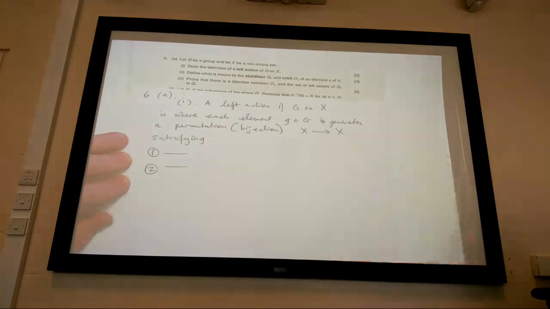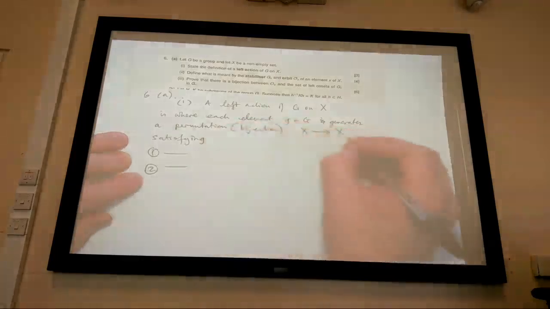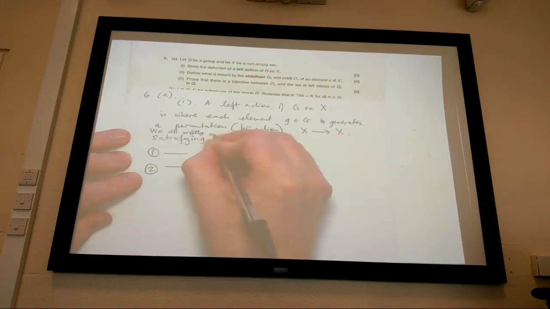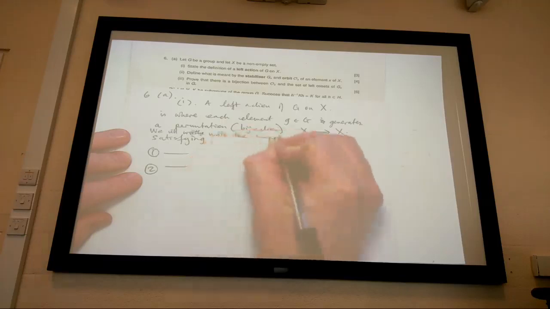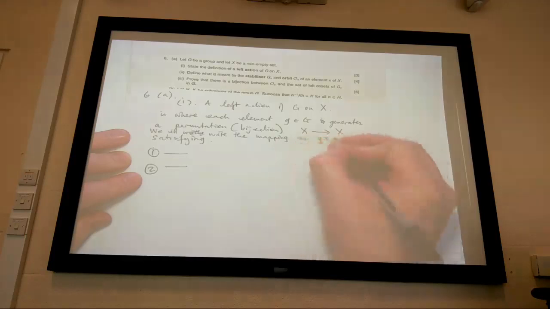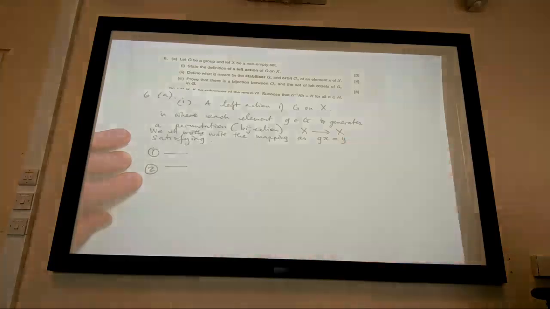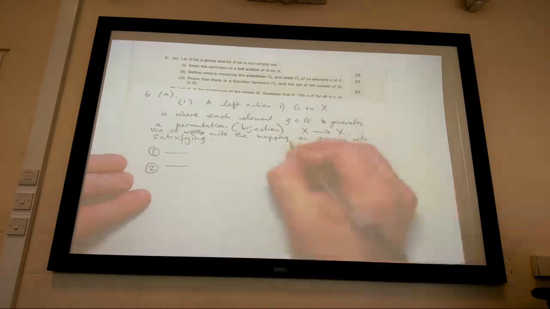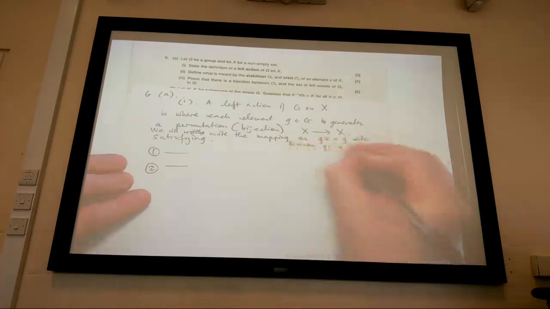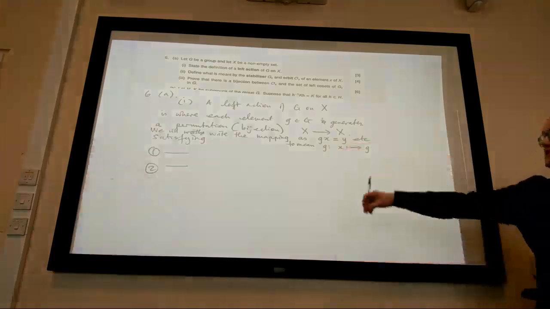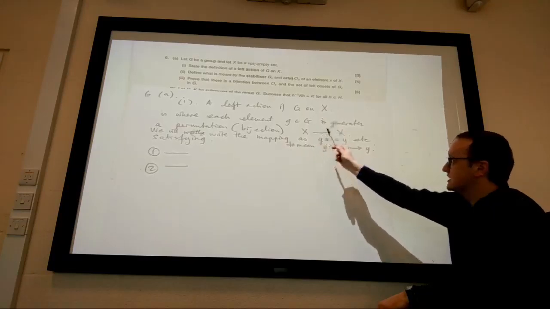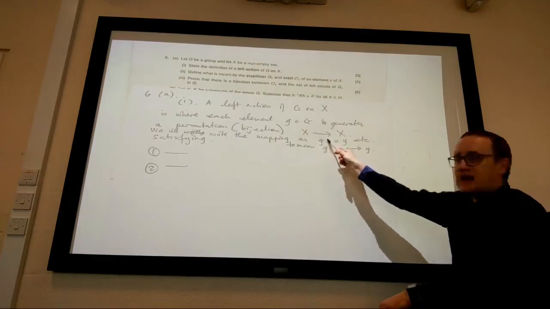Well, let's just say we will write the mapping as g of x equals y, to mean that the map associated to g sends x to y. So these aren't group products. When you see these kinds of things being written down, they aren't group products. This is the action. This is the bijection associated to g acting on x and giving the value y.